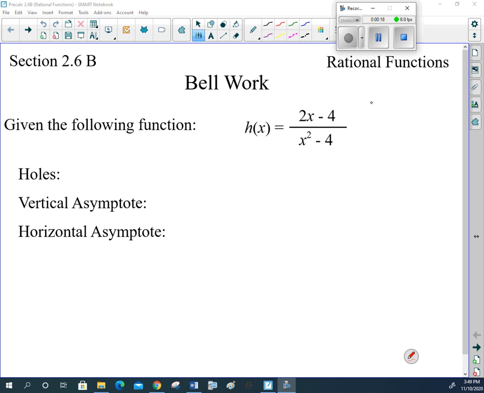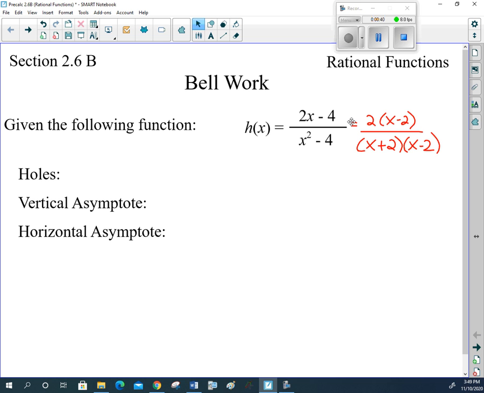So we're given the following function, h of x equals (2x minus 4) over (x squared minus 4). Remember, when we're trying to analyze these functions, the first thing we want to do is factor. So I'm going to go ahead and factor that. That's going to be 2 times (x minus 2) over (x plus 2)(x minus 2). If we have the same factor in the numerator and the denominator, then we know we have a hole. So we do have the same factor, which means we have a hole at x equals 2.